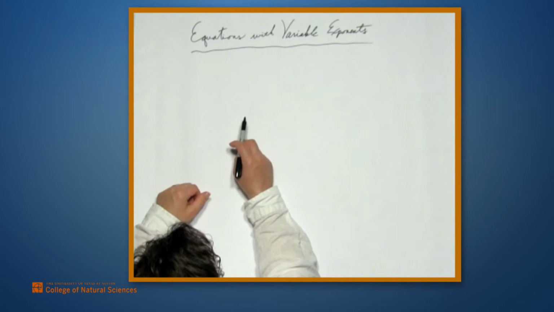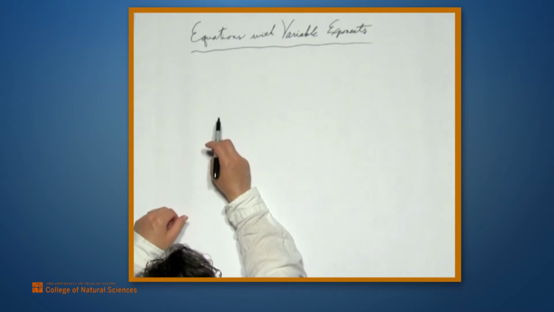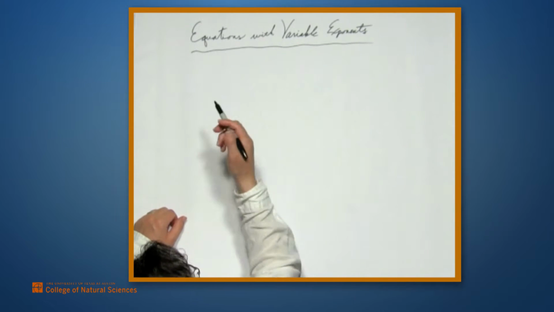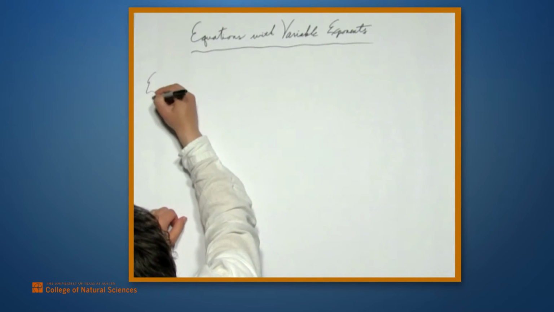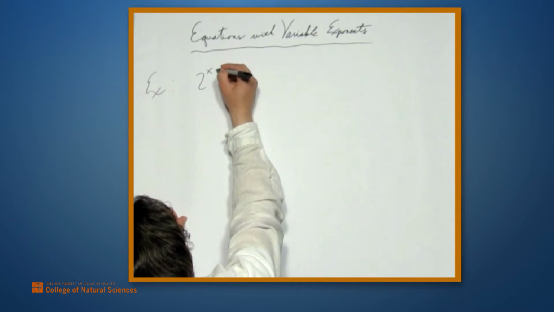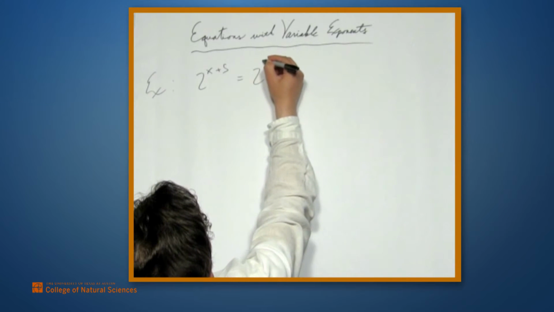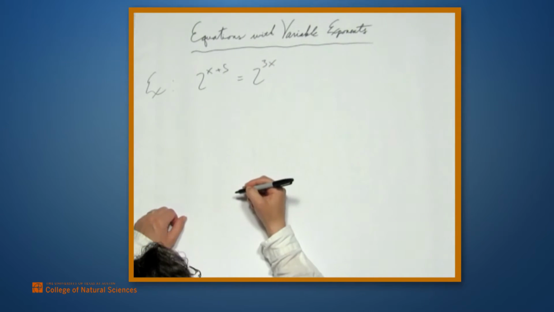We're here at the example table, and in this video we're going to be looking at equations with variable exponents. Let's look at an example. Let's suppose we want to solve 2 to the x plus 5 equals 2 to the 3x.